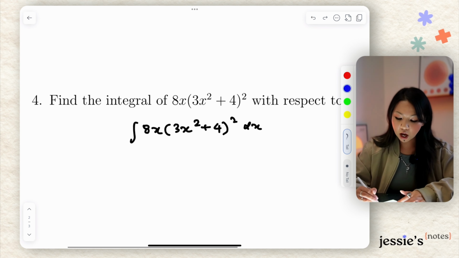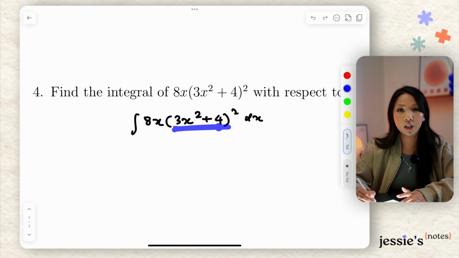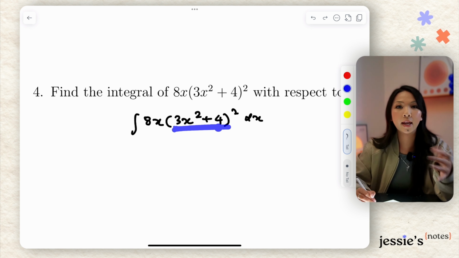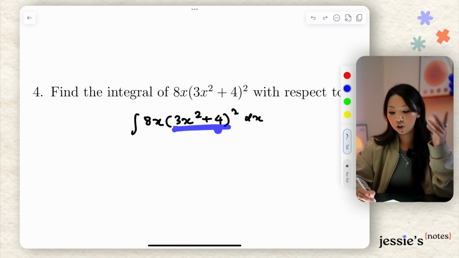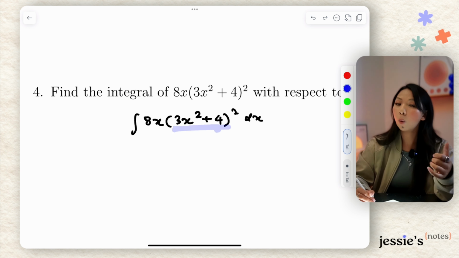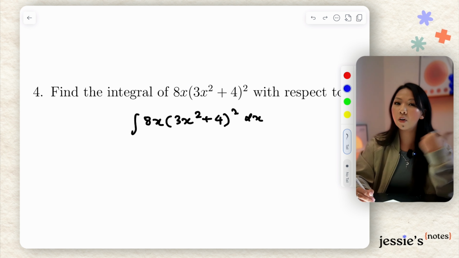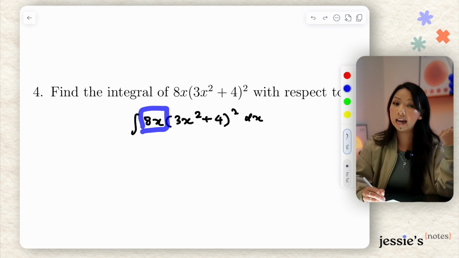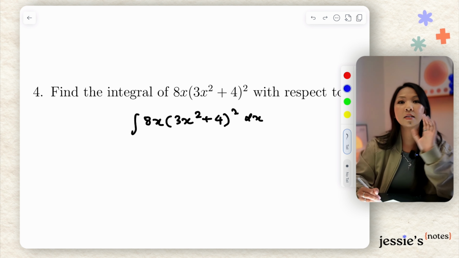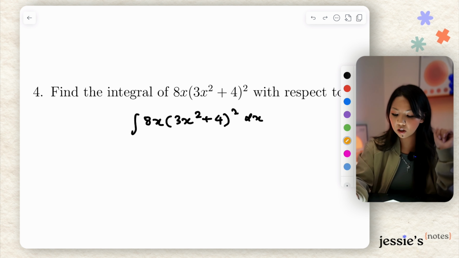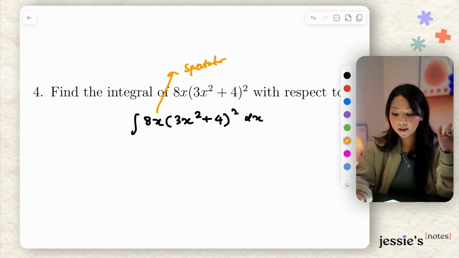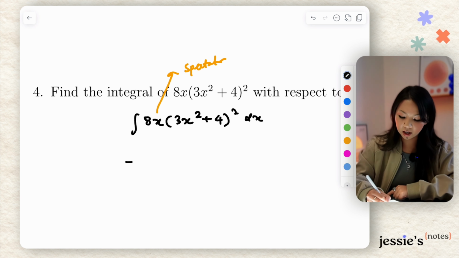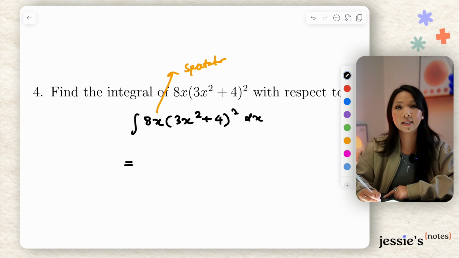When you have a non-linear inner function, whether it be a squared, a cubic, even like a trig, when it's non-linear, you're always going to have some guy on the outside, which is this 8x, which I like to call the spectator. He's a spectator because he's just chilling. He's not doing anything. He's just looking. All right, so that's our little spectator guy. But you do the exact same steps.